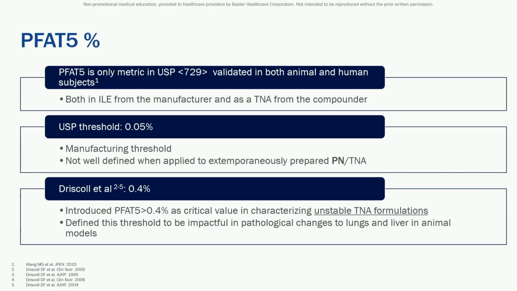Driscoll and colleagues studied this a bunch, and they came up with 0.4%, which is tenfold higher, essentially, as the potential critical value where you start to see unstable TNAs. And it's defined as the threshold where you may see a pathologic change in both the lung and liver of animal models specifically. There's also some data out there that supports 0.1%. So the application of PFAT5, while useful, is a little bit convoluted, and we don't really know which threshold we should be using.